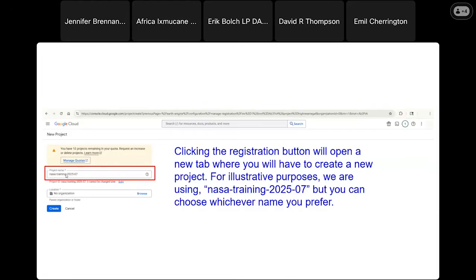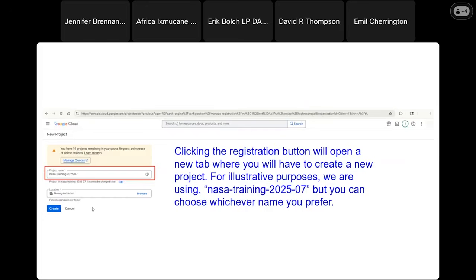The first thing you're going to want to do is give a name to the project. In this instance, because we're doing a NASA training in July 2025, I called this one NASA Training 2025-07, but you can put any name that you want. Also, after you put that, you shouldn't have to specify an organization. If your options come out slightly differently, like it's asking for a location, again, it might be because you've signed in not using a personal Gmail, but with another type of account.